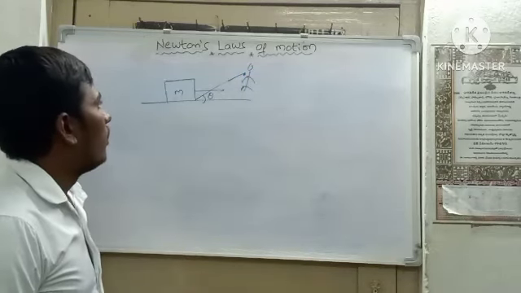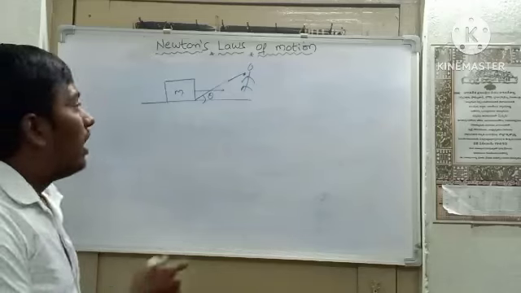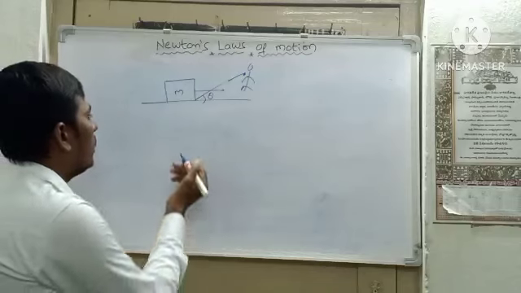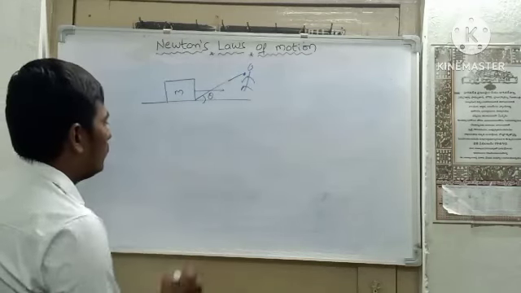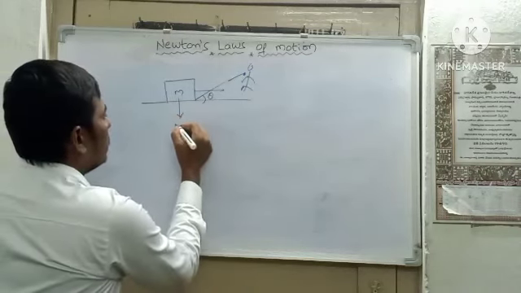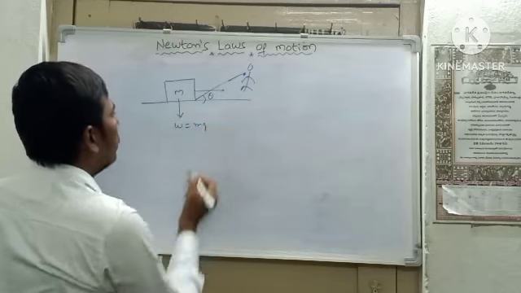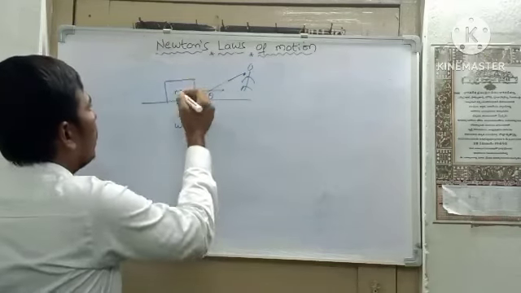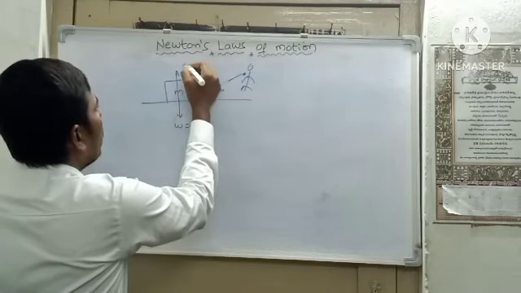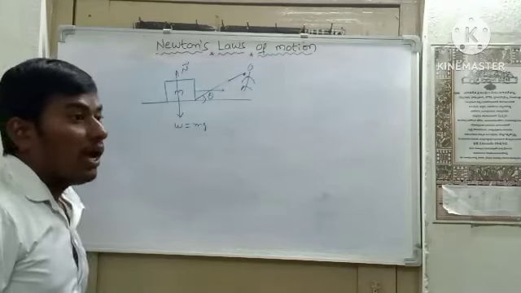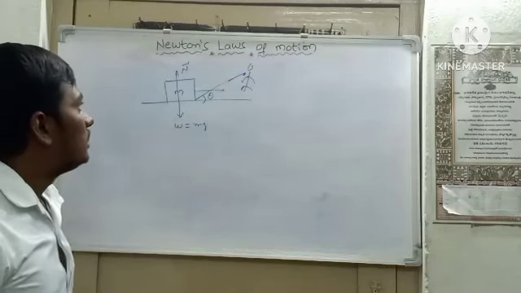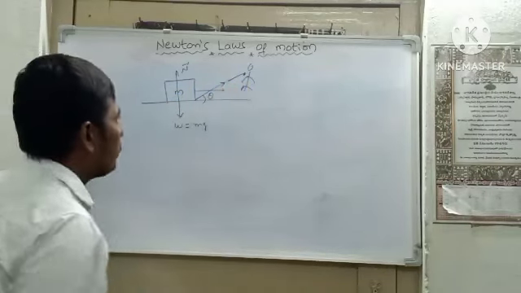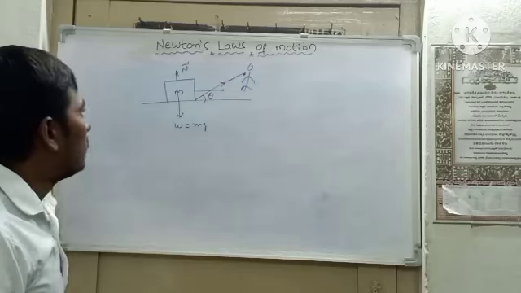Next one is identify the forces acting on the body. What are the forces acting on the body? First one is gravitational force, which is downward, W equal to mg. Another one is contact force which is applied by the table on the body, which is upward. And third one is tension T, which is applied by the string on the body.